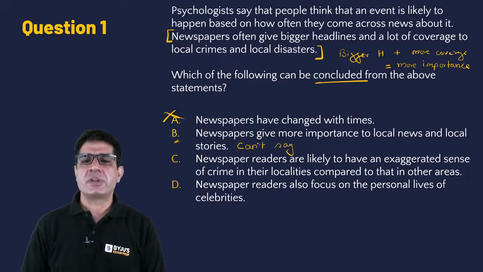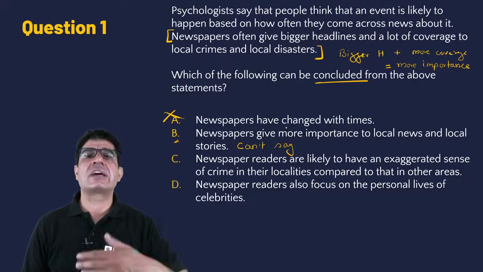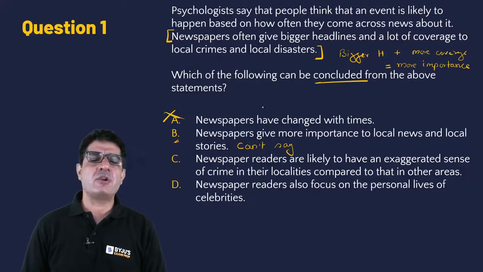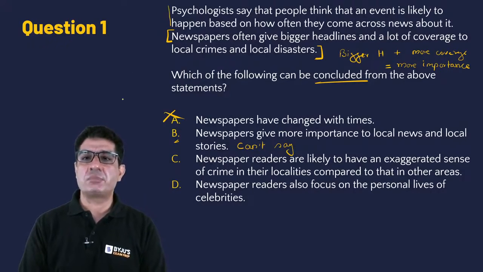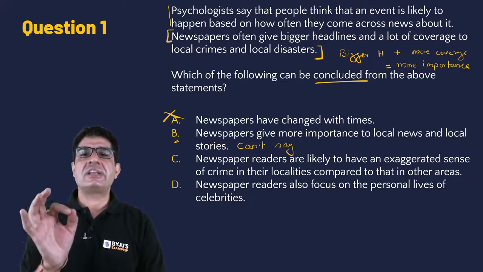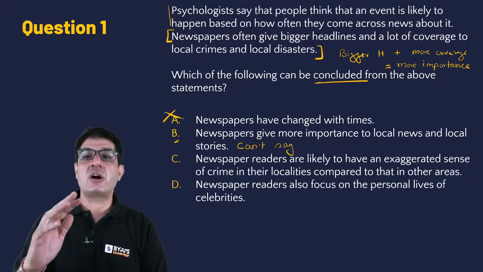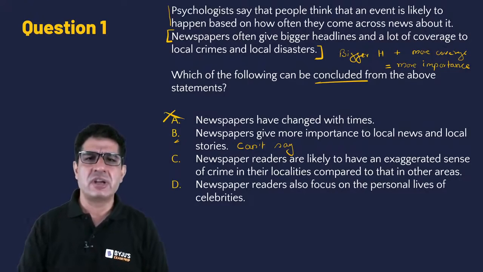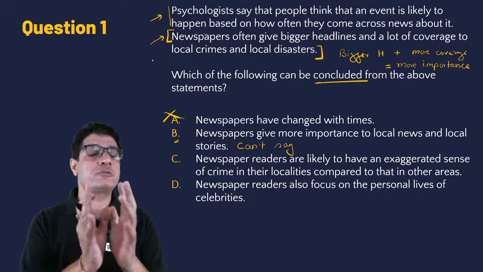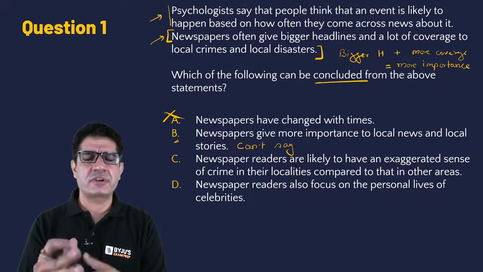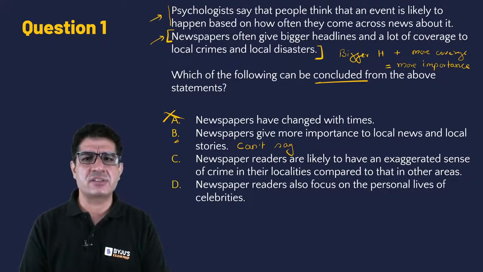Let's look at C. Newspaper readers are likely to have an exaggerated sense of crime in their localities compared to the crime in other areas. Now have a look at the first sentence of the paragraph. Psychologists say that people think that an event is likely to happen based on how often they come across news about it. Now if this is true, and then they come across a lot of local news, a lot of coverage of the local crimes, local disasters.